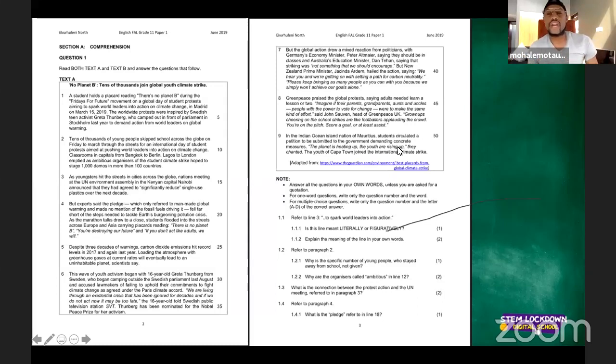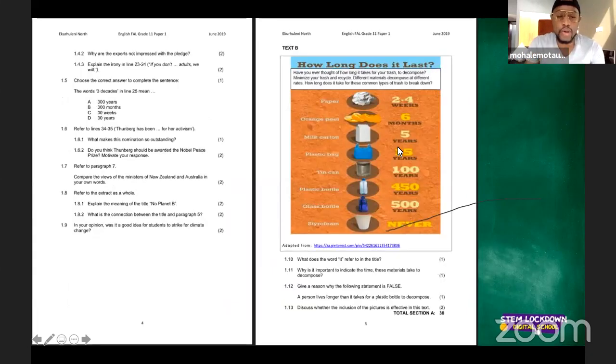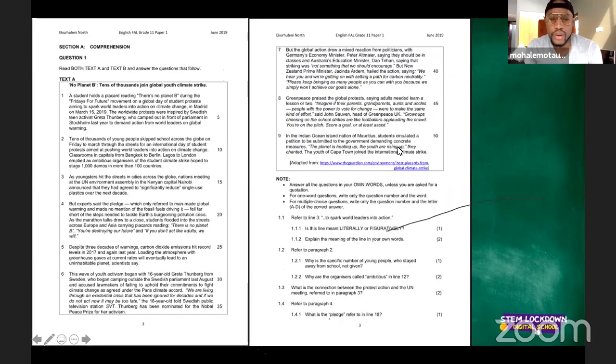Now you are able to check what does spark mean? What does it mean when they're saying they're trying to spark world leaders into action? You are then able to say, are they meaning that literally or are they meaning that figuratively? So you would go through all of your questions from 1.1 up to 1.9, because that is what the text is focused on, and you are able to identify keywords. For example, question 1.2 says, "Why is a specific number of young people who stayed away from school not given?" You are then able to go to your paragraph 2 and look at that. So that is step 2.